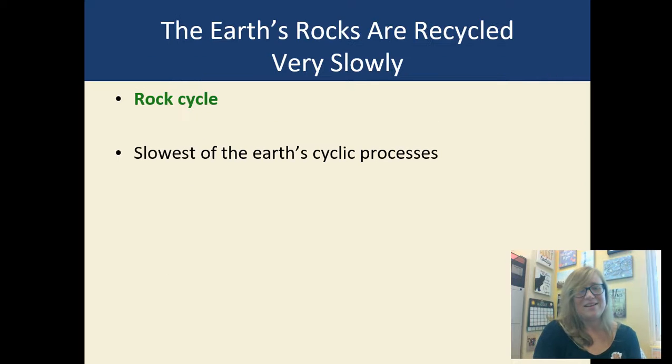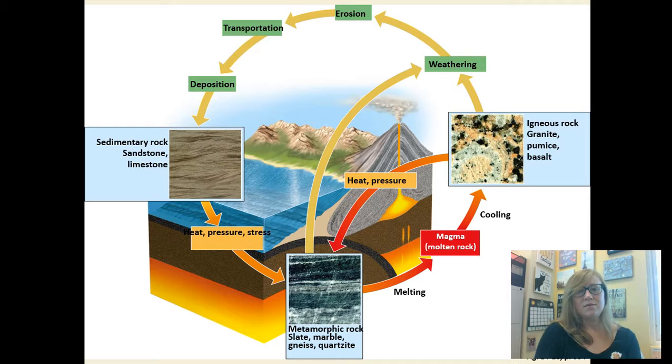So, like I said before, rocks are recycled very, very slowly. It's the slowest of Earth's cyclic processes. Like, you've got the water cycle, you've got the carbon cycle. This is just a very, very slow cycle. So let's look at a big picture of that.